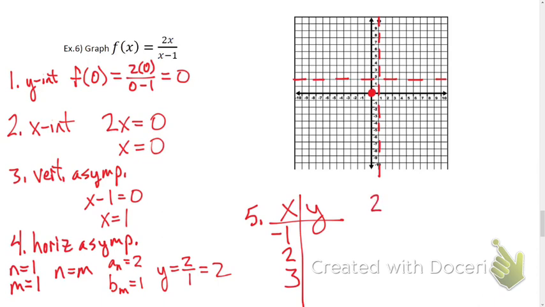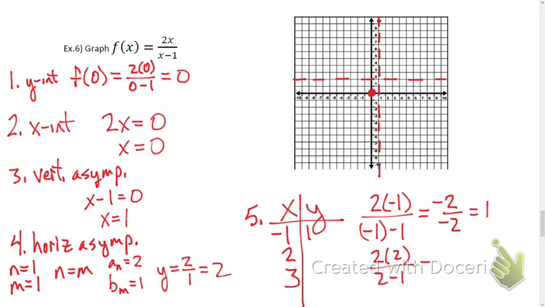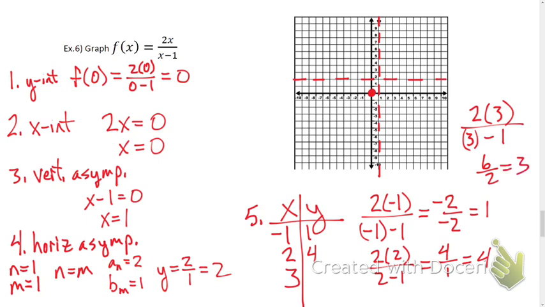When I plug in -1, I get 1. When I plug in 2, I get 4. And lastly, when I plug in 3, I get 3.